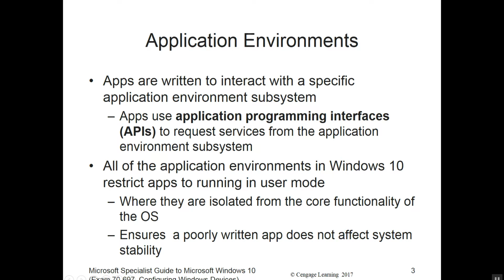Now, the application environments. Apps are written to interact with a specific application environment subsystem. Apps use Application Programming Interfaces, APIs, to request services from the application environment subsystem. All of the application environments in Windows 10 restrict apps to running in user mode, where they are isolated from the core functionality of the OS. It ensures a poorly written app does not affect the system stability of the OS.